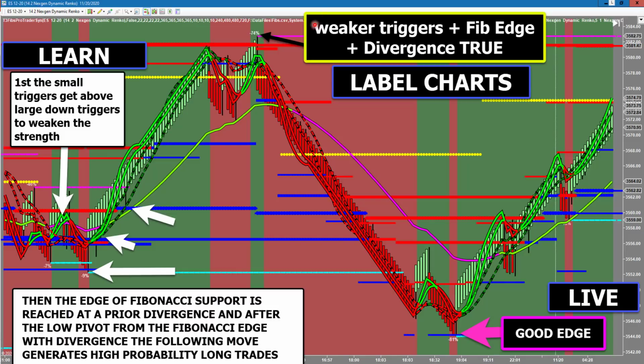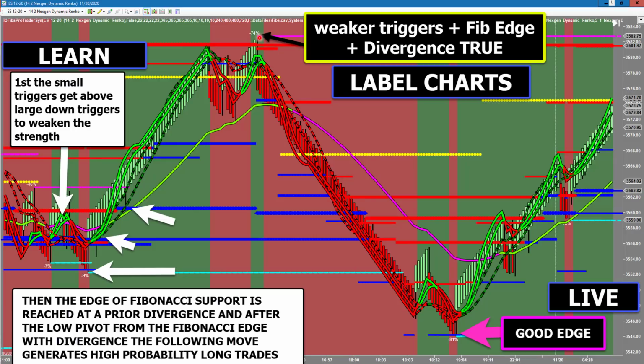I annotated this one a little less, but it's the same pattern. Triggers weaken below the large triggers, and then we come back up and make a really good top right from the edge. It's at this very edge that if we get a market flow signal, we're trying to go short to jump the edge. If we get it, great. If we don't, we don't. We'll have to wait for a roll.